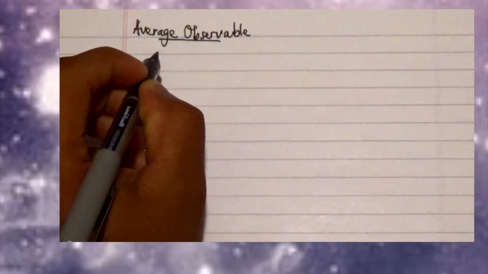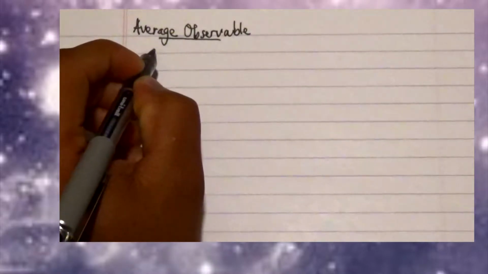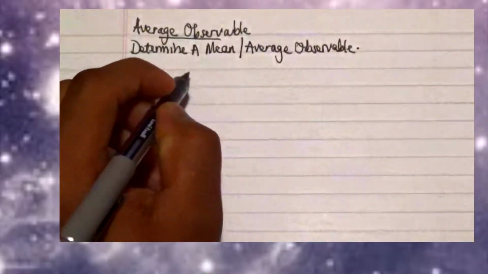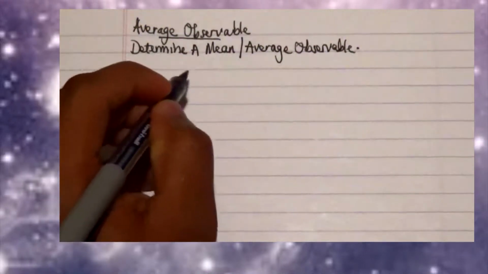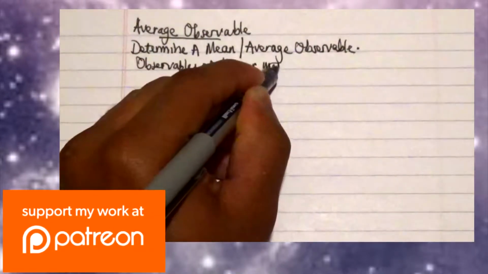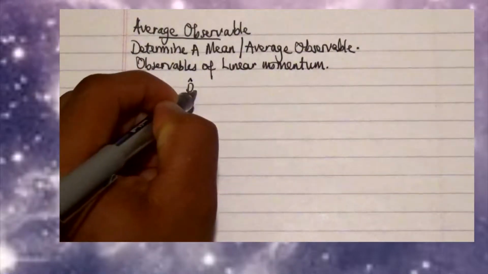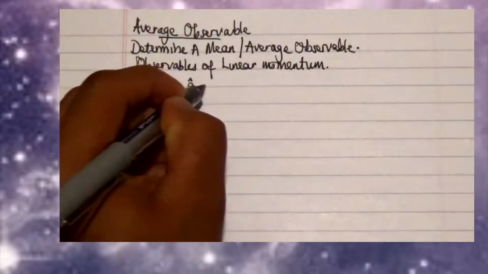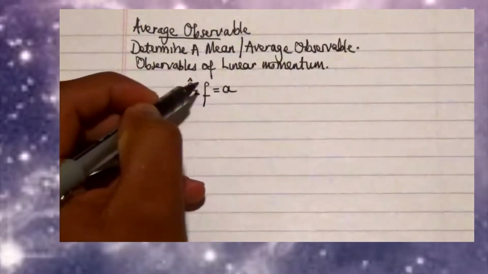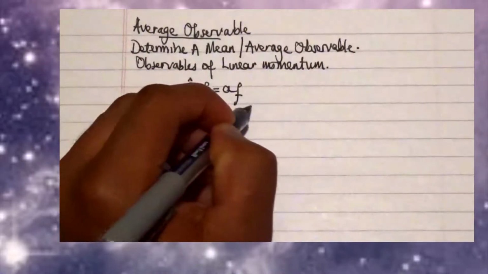In this video, our goal is to understand how to determine the mean or average observable. So I'm going to write it down over here. In our previous video, we determined how to obtain the observable of a linear momentum from this particular equation here, where p_x, which is our operator, is multiplied by our eigenfunction, and that equals our eigenvalue, a, which is also reproducing our eigenfunction.